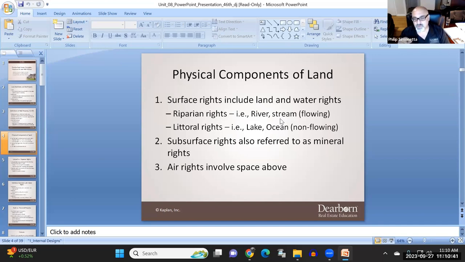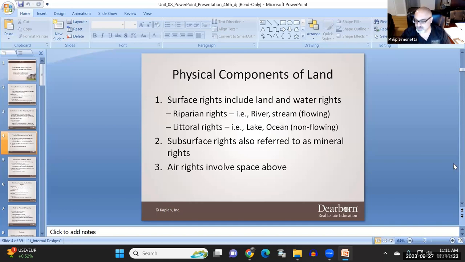Okay, so riparian rights are like rivers and streams. They flow. Littoral rights are non-flowing. That's like being up against a lake or the ocean, right? Because the ocean is not flowing. The rivers and the streams, the creeks, they flow. So think about it. Riparian, river, flow. Littoral, lake, doesn't flow, right? That's how you can remember that. Riparian is a river. It moves, right? So riparian must move. The water moves. Littoral is like a lake. A lake doesn't move. It just sits there. So that's how you can remember that. The ocean, the lake, right?